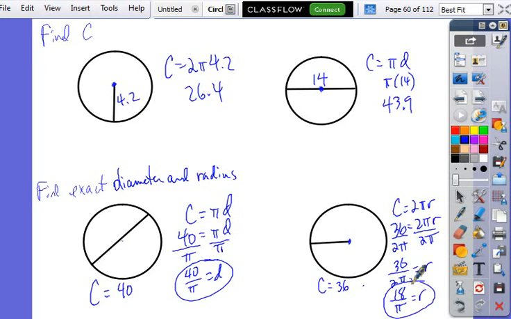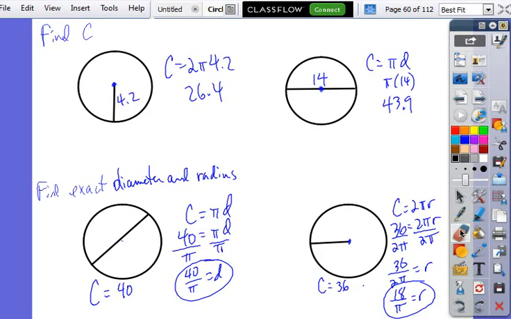So when you find the exact diameter and radius, pi is always going to be on the bottom because it's going to be division. No, not necessarily. Doesn't have to be. But when you are dividing, yeah, you have to divide. For example, if I said this was 36 pi for the circumference, that's going to be multiplication. The pi's will cancel out and leave just a regular number. So it doesn't have to. All right.